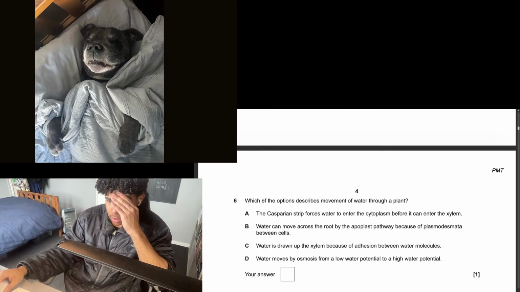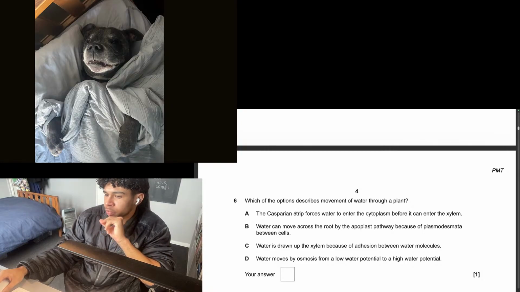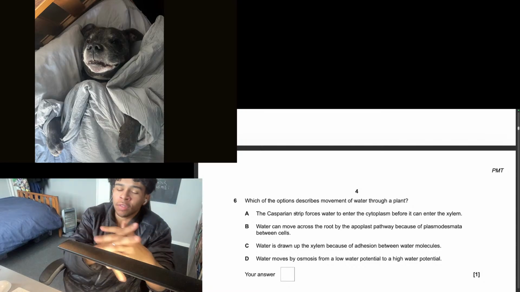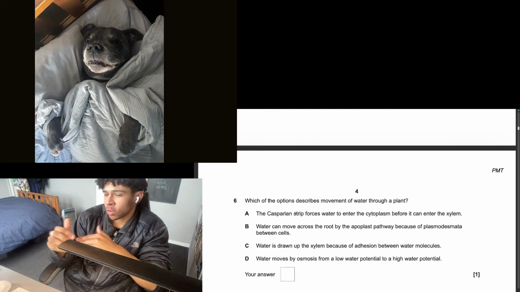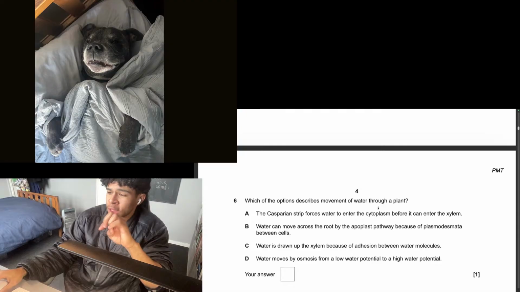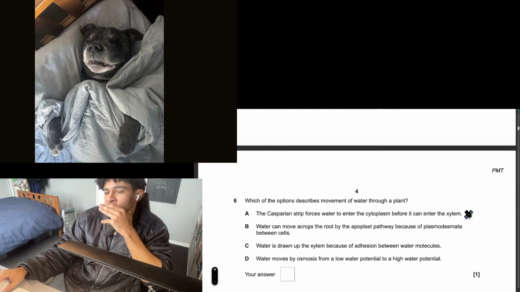It's a typical paper. Which describes movement of water through a plant? I hate this. I like doing the movement through a plant. I know it has to go through the symplast pathway to pass through the Casparian strip. And the symplast pathway is cytoplasm, so I'm pretty sure it's that one. An apoplast pathway is the cell wall.